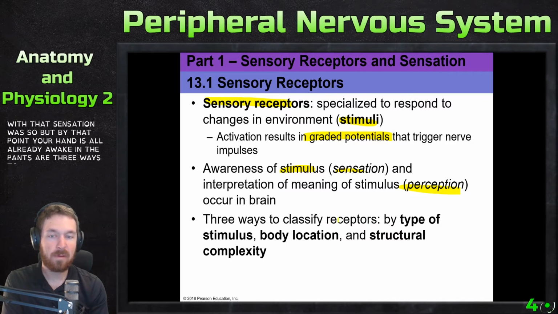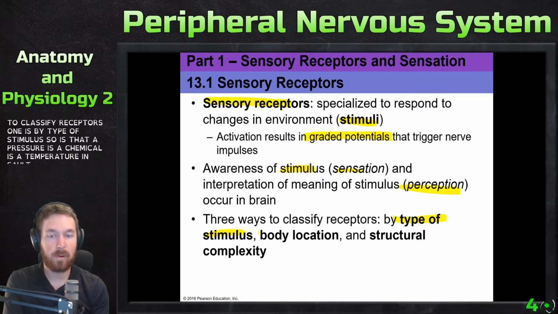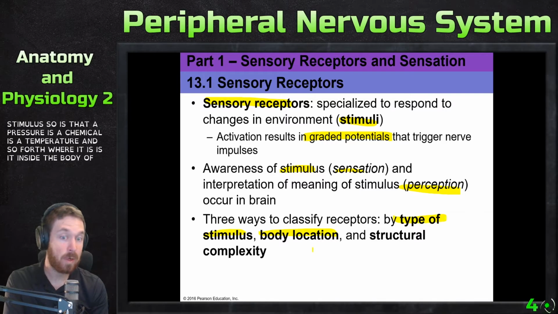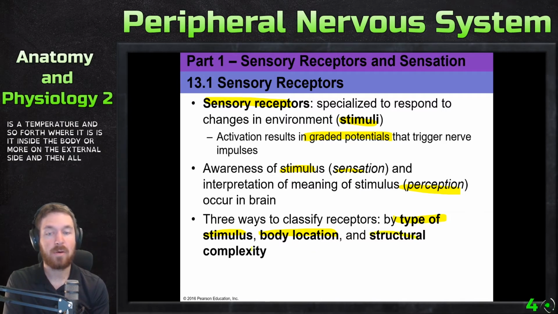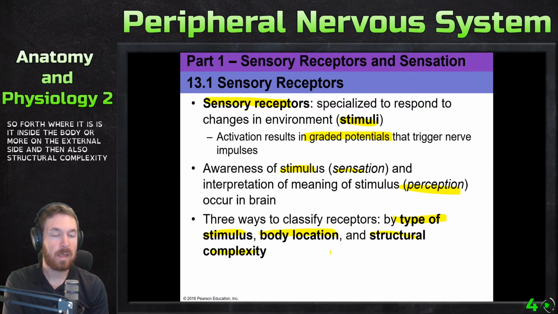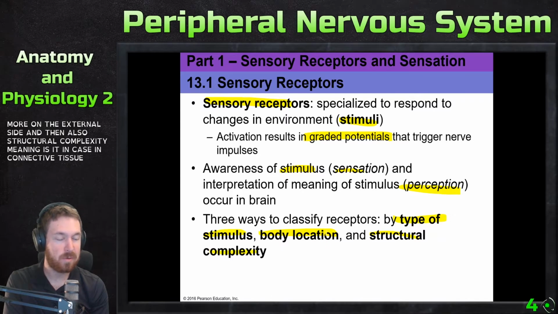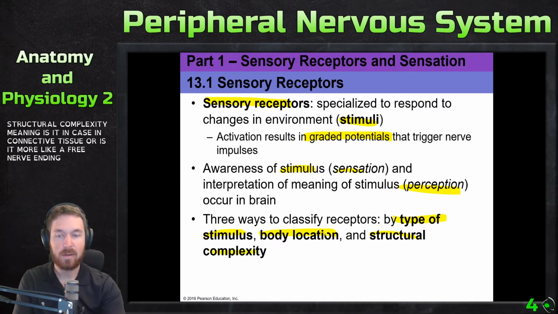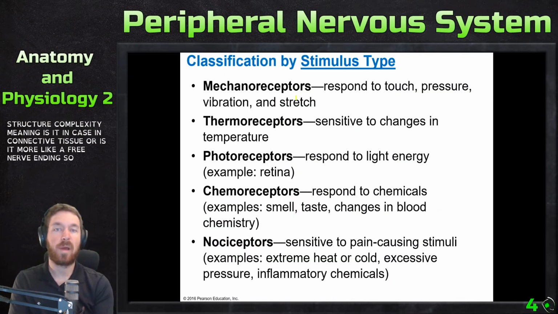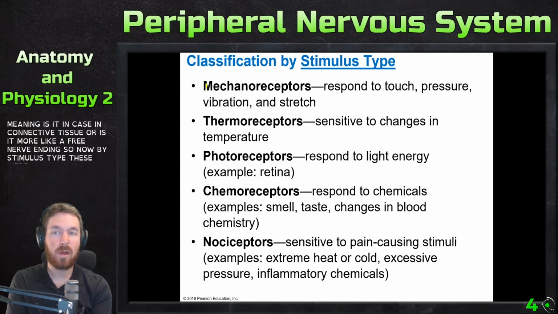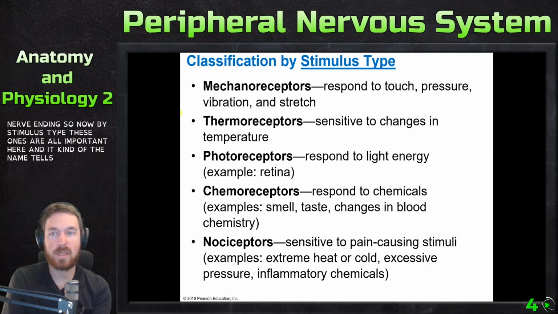So there are 3 ways to classify receptors. One is by type of stimulus. Is it pressure? Is it chemical? Is it temperature? And so forth. Another is by location: is it inside the body or more on the external side? And then also structural complexity, meaning is it encased in connective tissue or is it more like a free nerve ending?